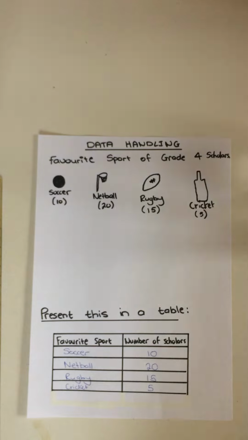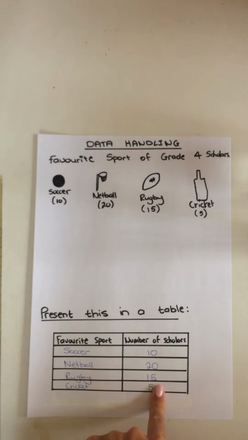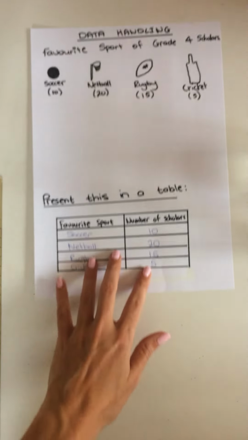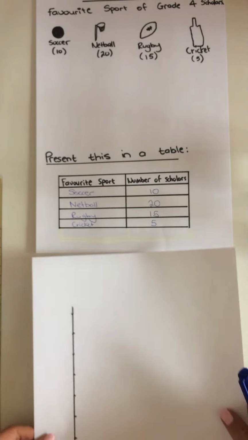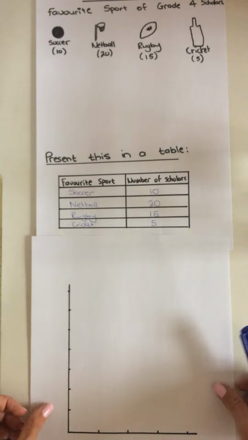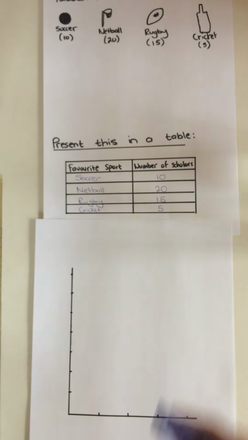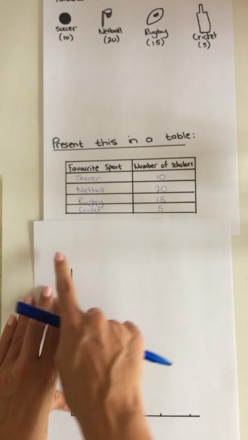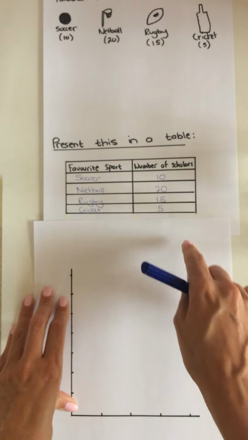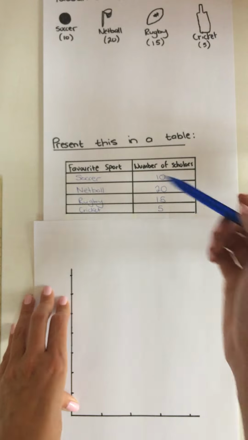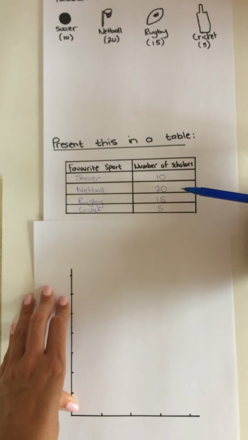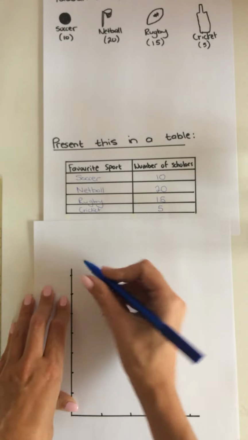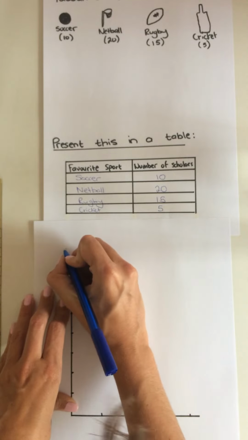Once you have put your data in a table, you can then use this data that's in the table to create what we call a bar graph. So we're going to create a bar graph using this data. The first thing that every bar graph has is a title, and it goes at the top here. The title of my bar graph is going to be, because my data is telling me all about the favorite sports of grade 4 scholars, so that is going to be my title.